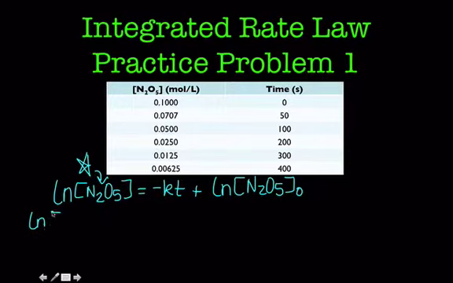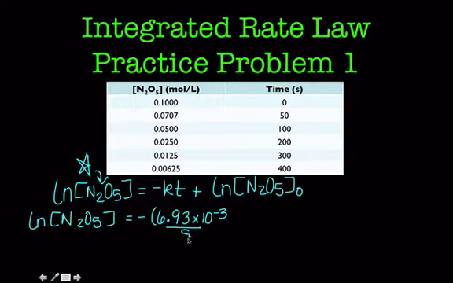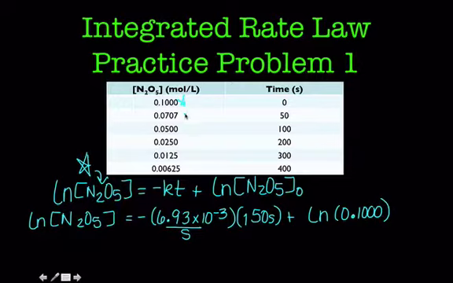So we have natural log of the N2O5, that's my x, is equal to negative. And I know from what they gave me, this is 6.93 times 10 to the negative third. They said it was per second, so I'll write it like that. And then I want to know at time 150 seconds what's the concentration, plus the natural log of 0.1000, and I pulled that as the original concentration right here.